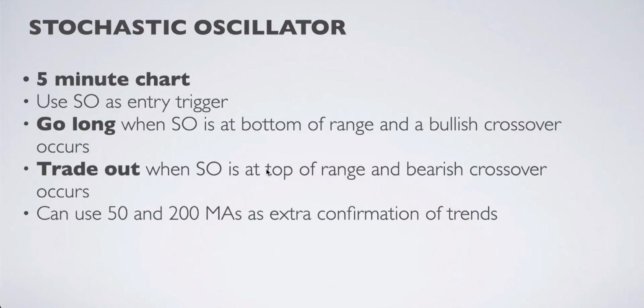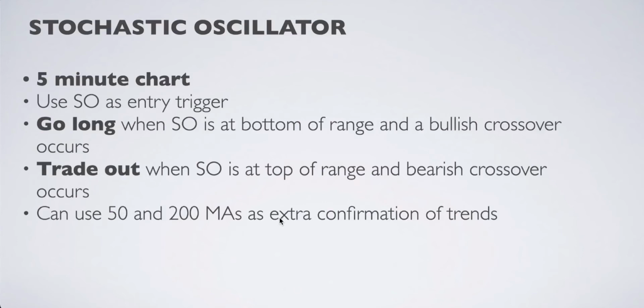What it's essentially telling us is that, hey, this might be a good time to get in when it's at the bottom of its range. When it's at the top of its range, the move may be coming to an end and so you may want to get out. Doesn't work every time, but it's a fairly simple indicator that we can use, and you can use both the 50 and 200 period moving averages as extra confirmation and some extra information that we need.